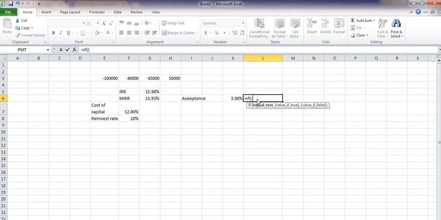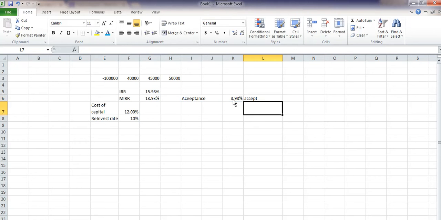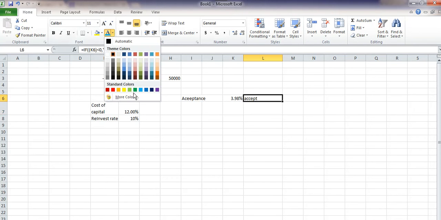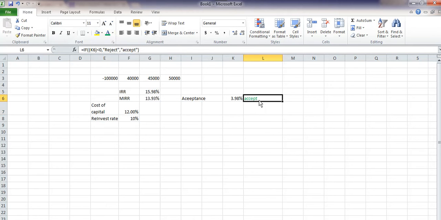if it is positive, or another way, if this value is less than 0, then reject the project, or else accept the project. Now we may give some signal to highlight this. As the project IRR is above 15.98%, that's why it is accepted.